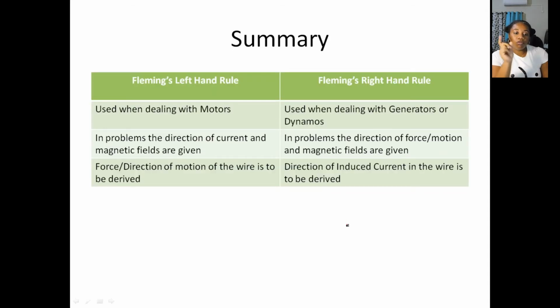So Fleming's left-hand rule, Fleming's right-hand rule. Let's compare. Fleming's left-hand rule is used when dealing with motors, whereas Fleming's right-hand rule is used when dealing with generators or dynamos. In problems for Fleming's left-hand rule, the direction of current and magnetic fields are given. In problems for Fleming's right-hand rule, the direction of force and magnetic fields are given. In Fleming's left-hand rule, force of motion of the wire is to be derived. In the right-hand rule, the direction of induced current in the wire is to be derived.